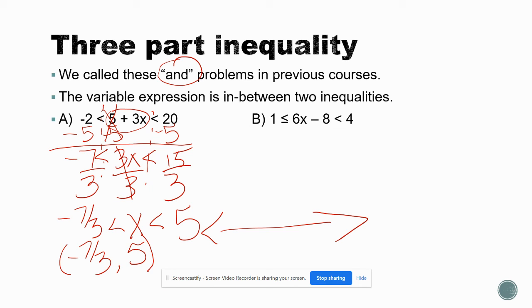7/3 is roughly 2 1/3. So 1, 2, 3, 4, 5. We would have a parenthesis there, a parenthesis here, and the x is squished in between those, so it's shaded in the middle.